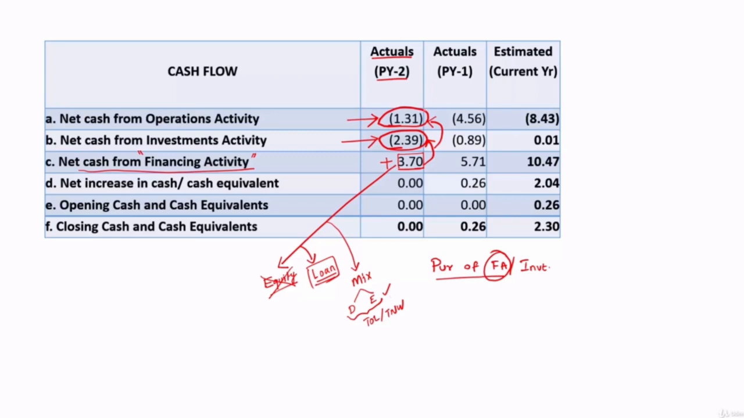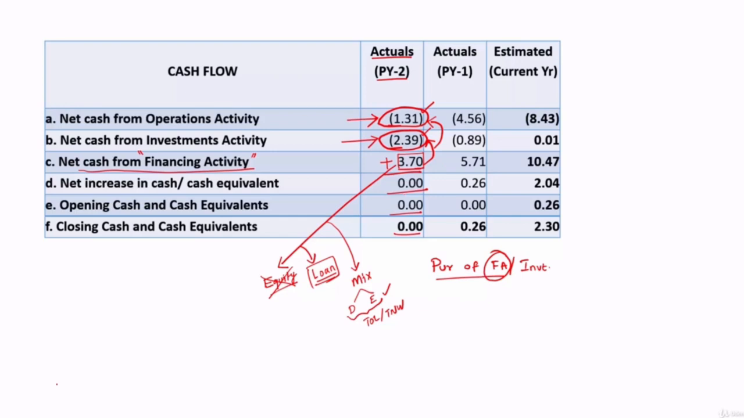So here there is a negative operational cash flow, there is a negative cash flow under investment activity, and all were funded from financing activity. And if you sum all this, net increase in cash and cash equivalent is 0. They didn't have any opening balance and they're also not having any closing balance. This is previous year 2 analysis.